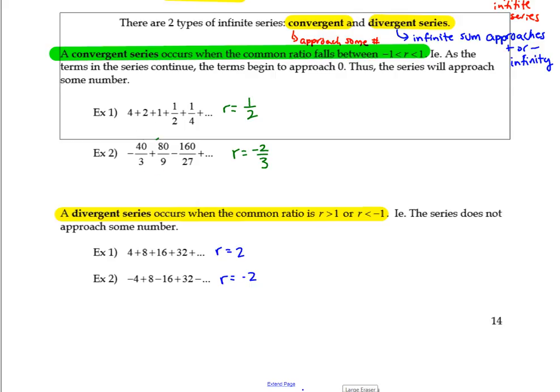Okay, so notice that these actual values, your actual terms, ignoring the sign, are getting smaller and smaller and smaller. And so that's why they actually approach something. And so that's where this formula on your formula sheet, that's S infinite. So only if it's convergent can we find the infinite sum, because it actually will approach some number.